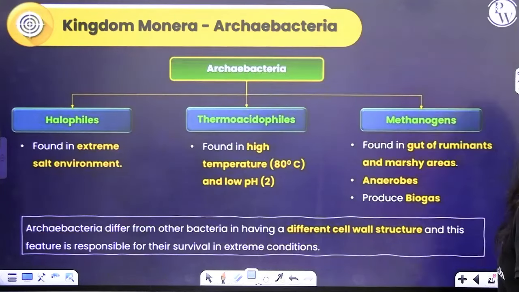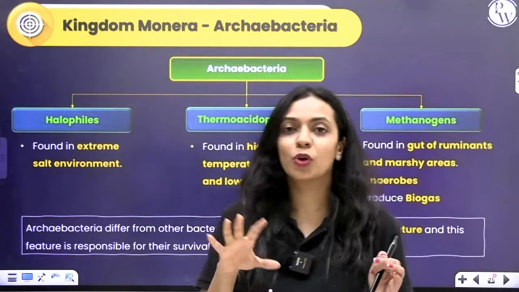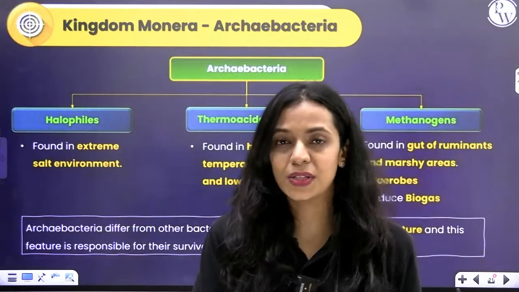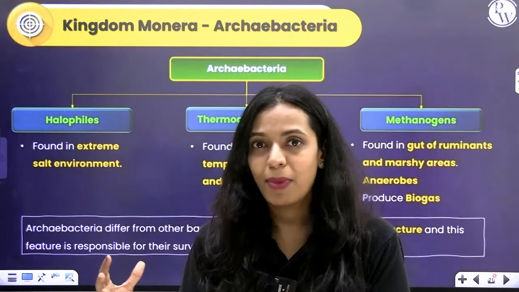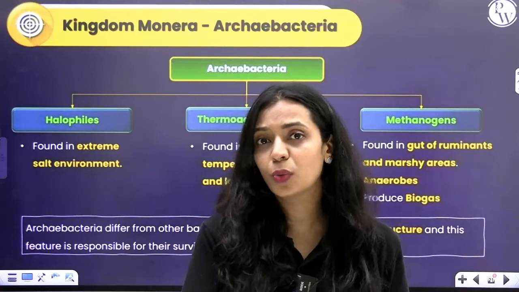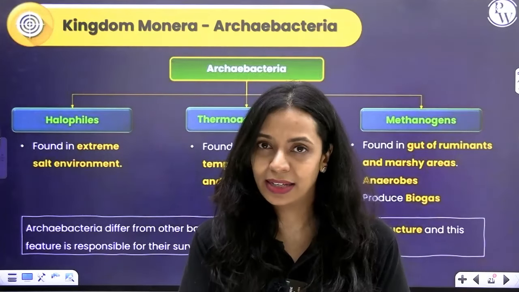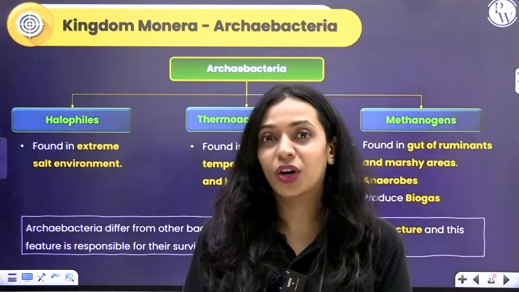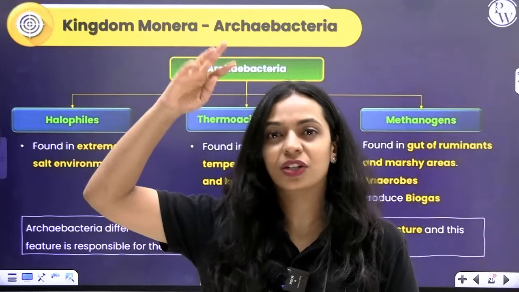Now, in Kingdom Monera, you can categorize two groups. One is called archaebacteria, the other one is called eubacteria. Now what is archaebacteria? Archaic means what in general English? Something that's very ancient, very old.